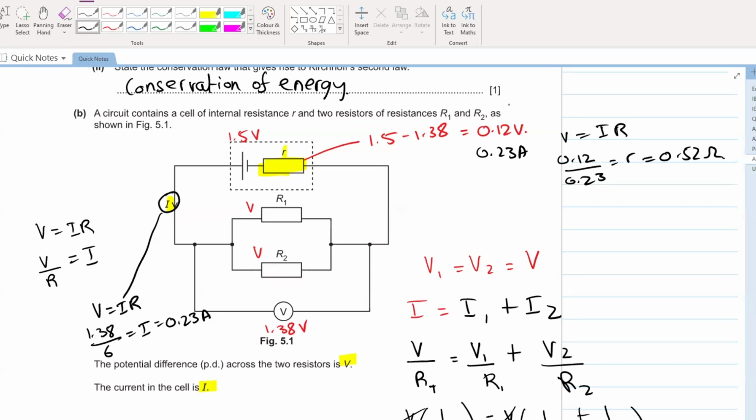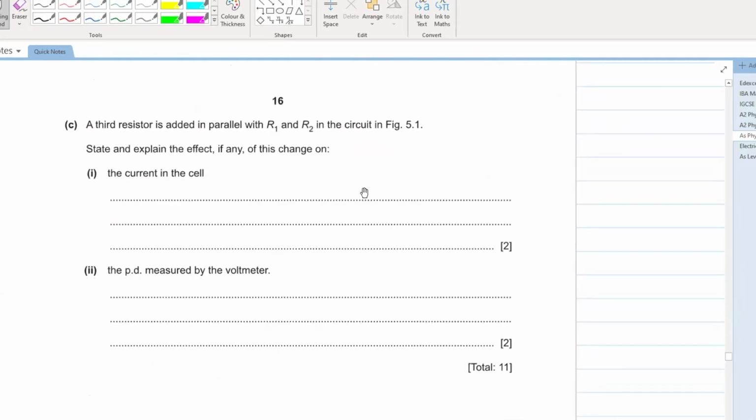Yes, anyone who finds this difficult? A third resistor is added in parallel with R1 and R2 in the circuit in figure 5.1. State and explain the effect, if any, of this change on the current in the cell. If you add a third resistor in parallel, tell me how the current will be affected.